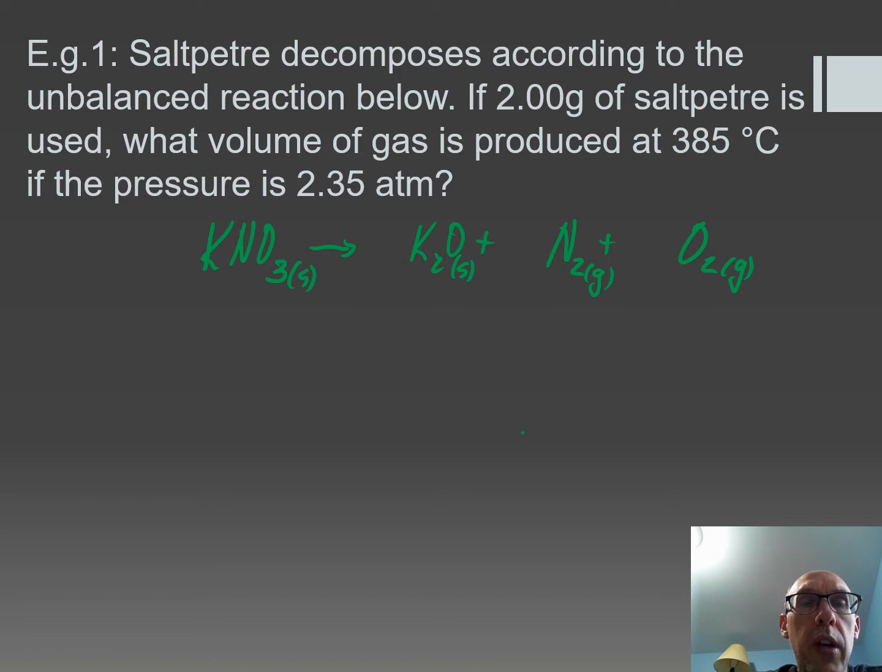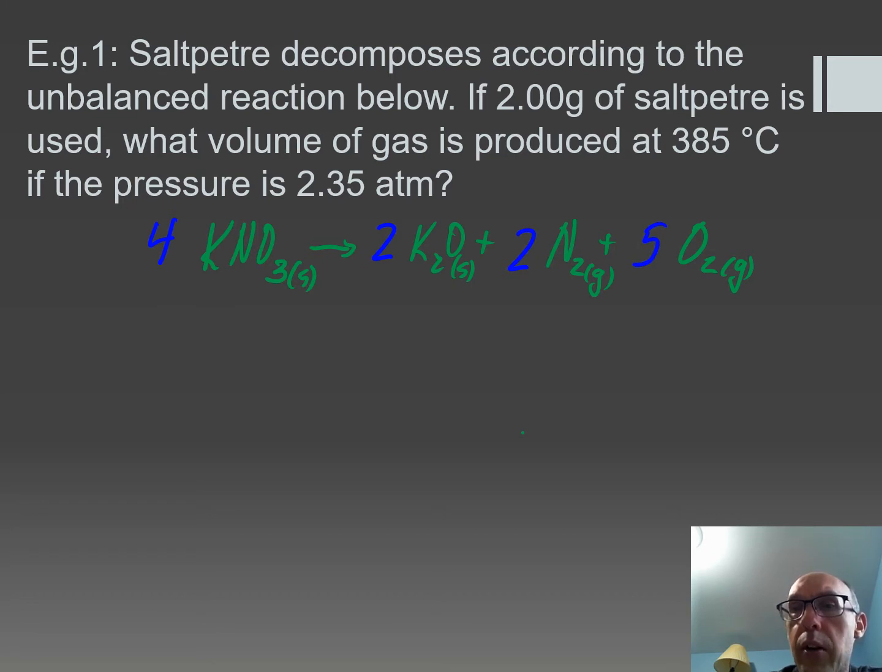Saltpeter is one of the chemicals that goes into gunpowder mixed with carbon and some sulfur, and so this provides the oxygen necessary for the rest of the reaction. We're going to balance this, and we find that we get 4 potassium nitrates makes 2 potassium oxides, 2 nitrogen, and 5 oxygens.